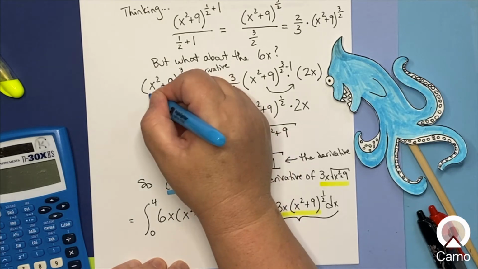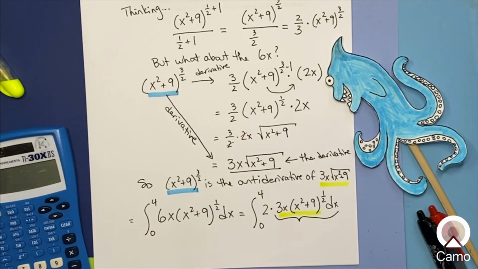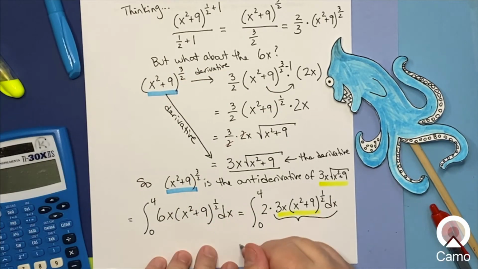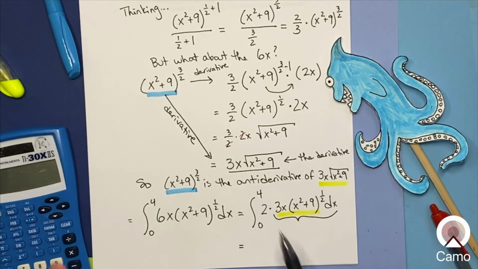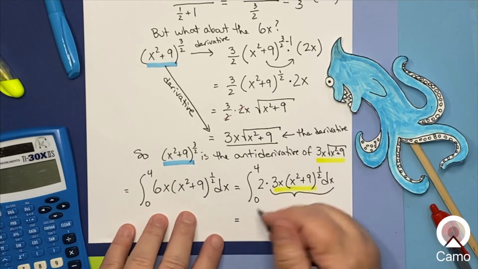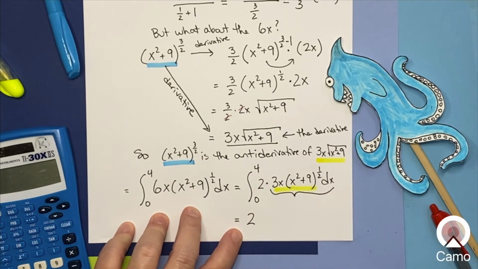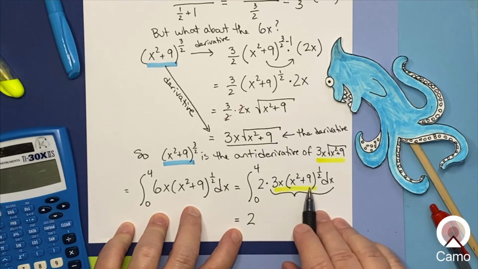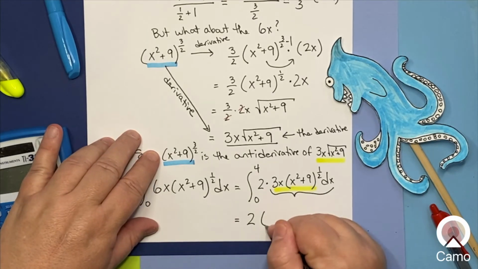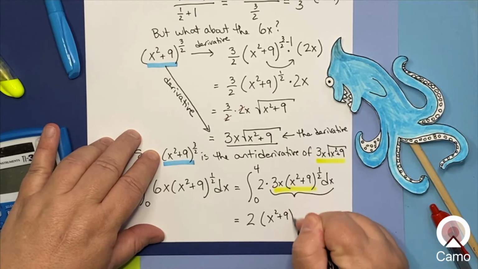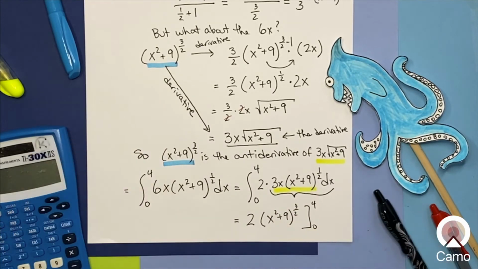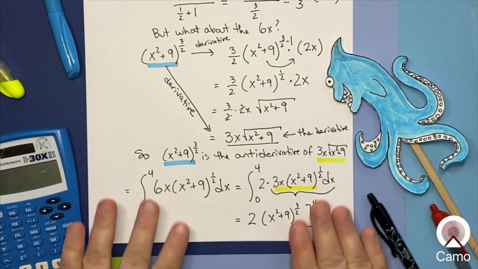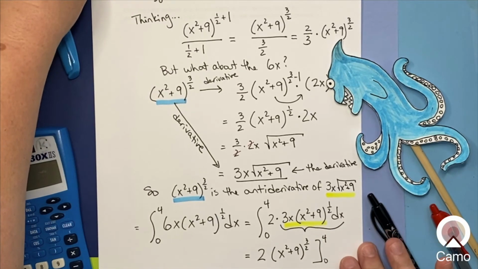And this is the antiderivative. So now, with derivatives and antiderivatives, if you have a constant multiplied, it just flows in and out. So I've got a 2 that was left over, and then the antiderivative is just this. And it looks like that.